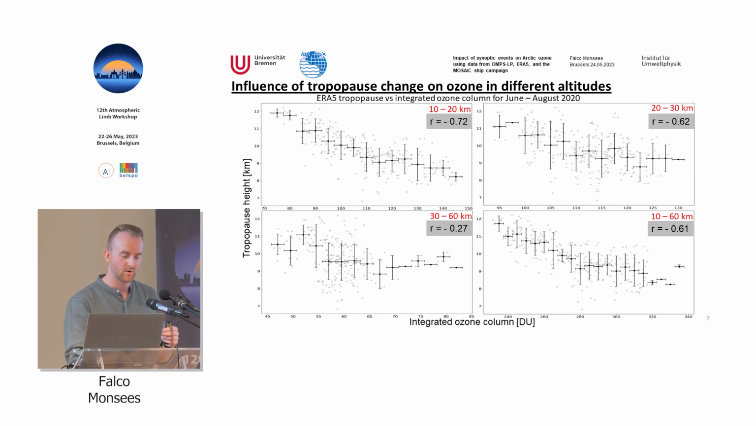If we look at how well this information is transported into higher altitudes of the atmosphere, we can see that up to 30 kilometers we still have a good correlation, but if we look into higher altitudes, we can see that this information of the turbopause change is lost. Nevertheless, if we look at the near total ozone column from 10 to 60 kilometers, we can still see the negative correlation.